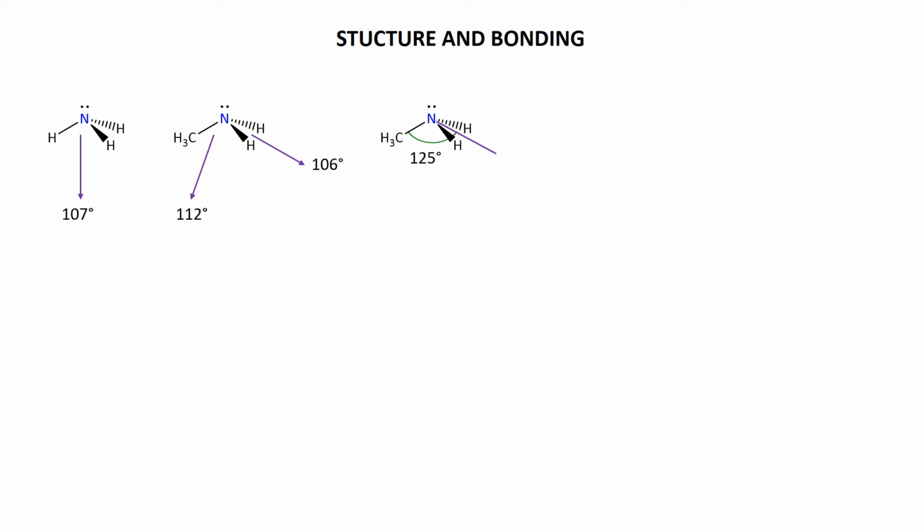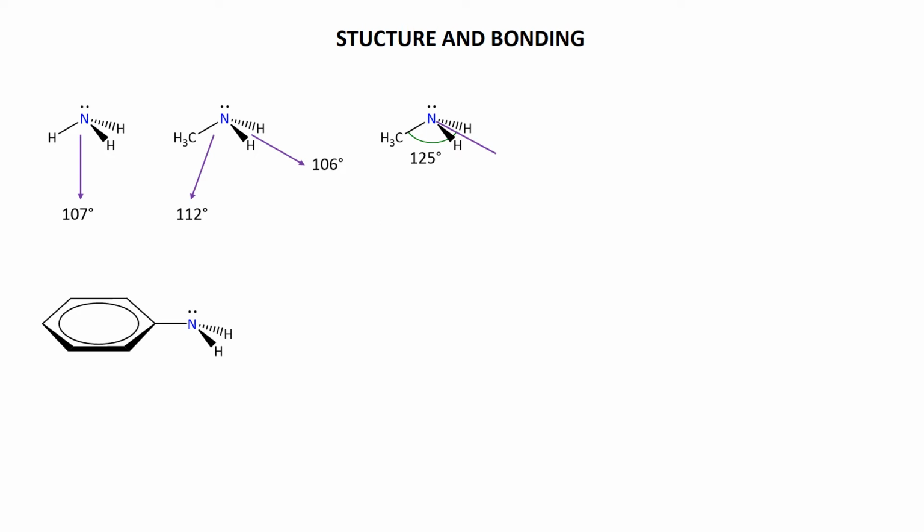Now, it's important that you appreciate that this angle in a tetrahedron is less than 125 because we got the whole thing bent by that lone pair. If that lone pair wasn't there and the nitrogen was trigonal planar, this angle would be 180 degrees.